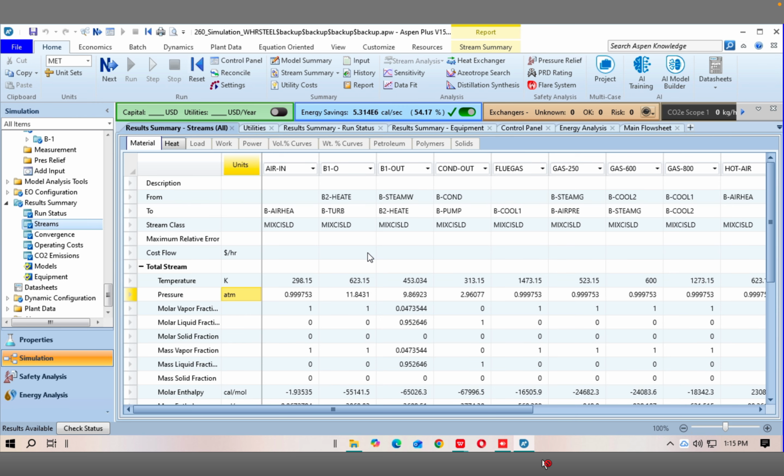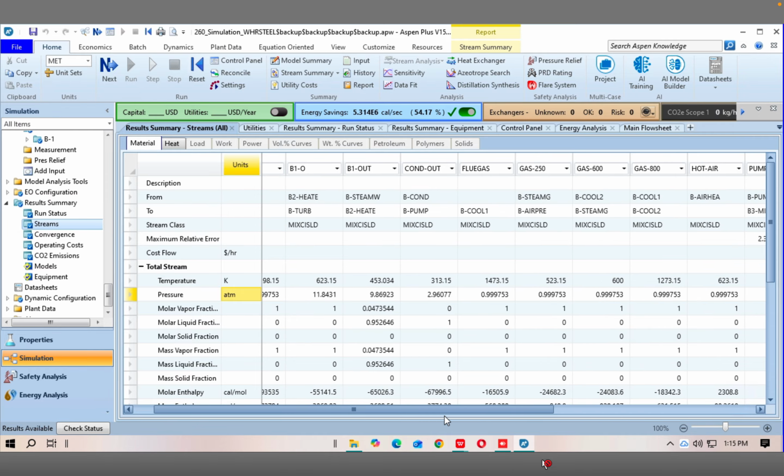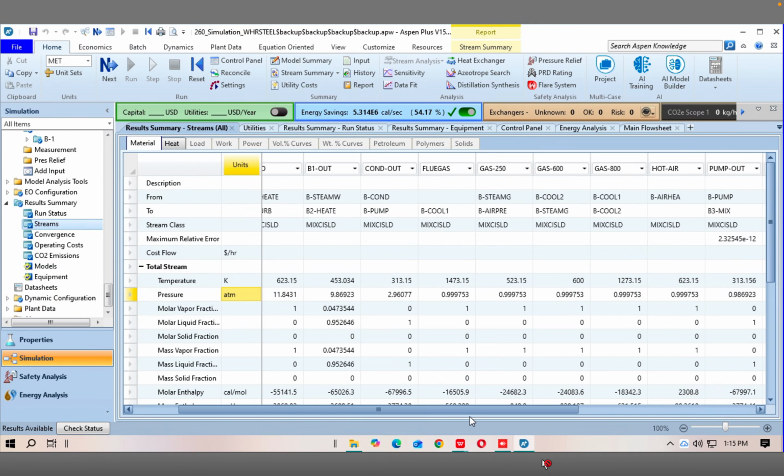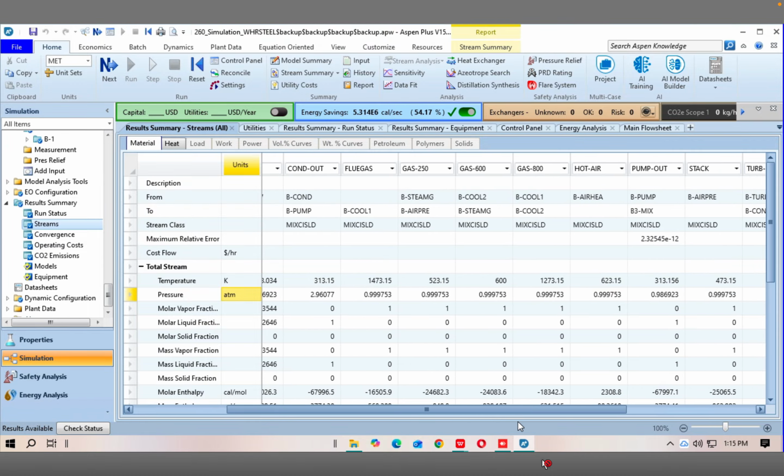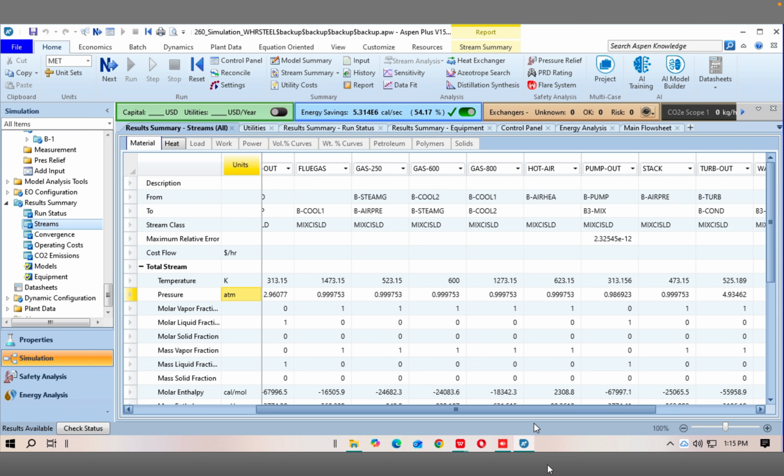For the simulation result, this is our stream summary. Here are the verified stream results from the final simulation. Flue gas enters at 1200 degrees Celsius and exits B cool 1 at 1000 degrees Celsius. The final flue gas exhaust exits at exactly 200 degrees Celsius. This way our design target has been met.